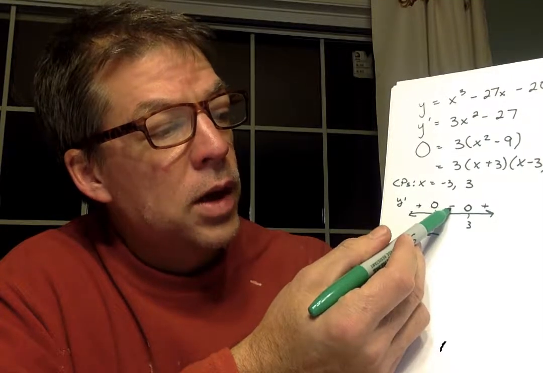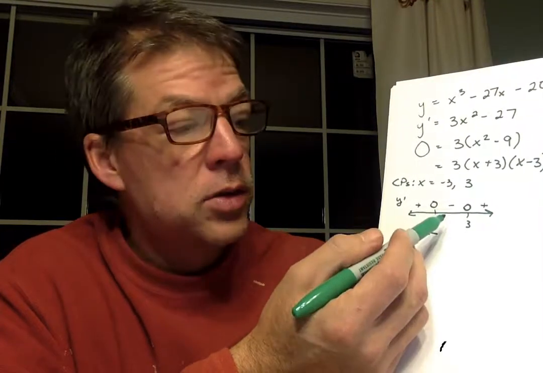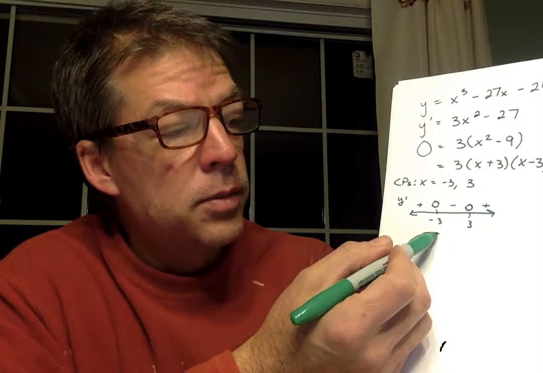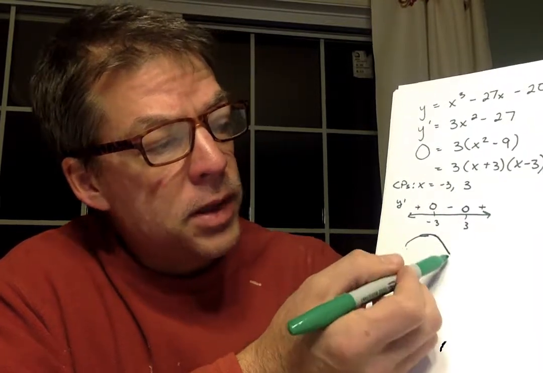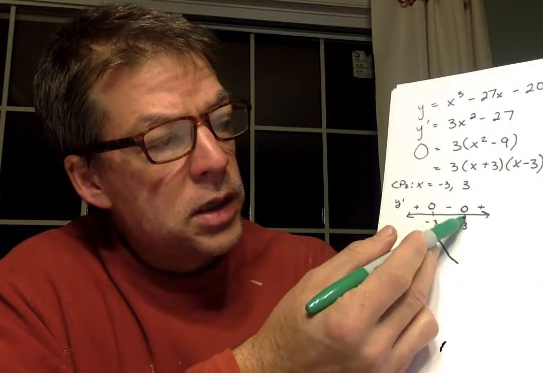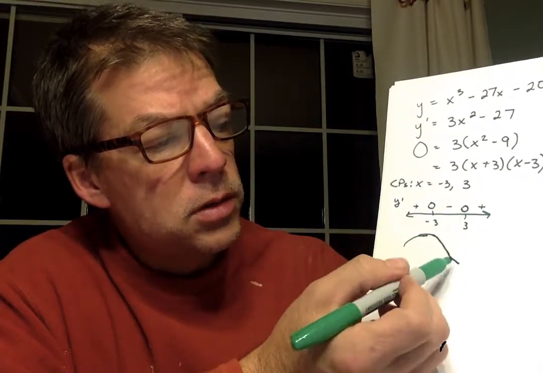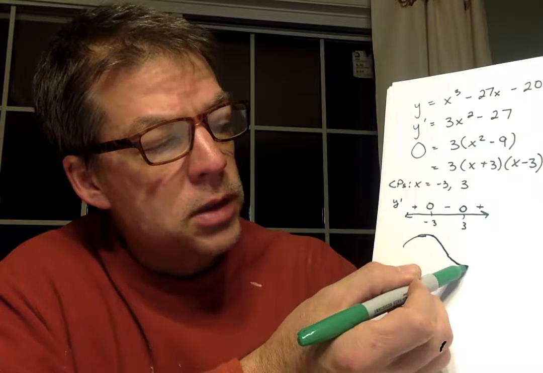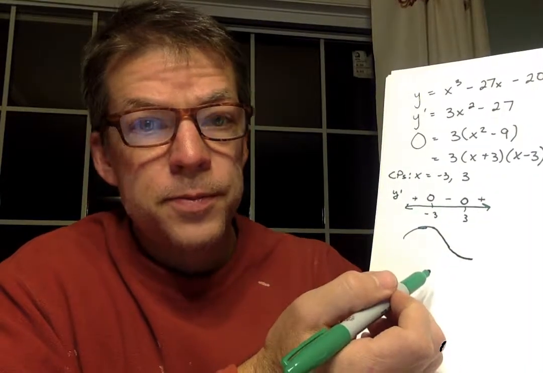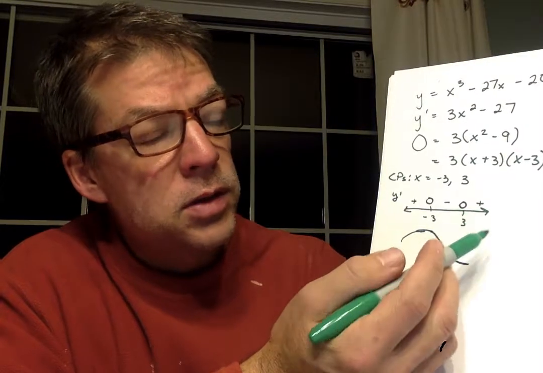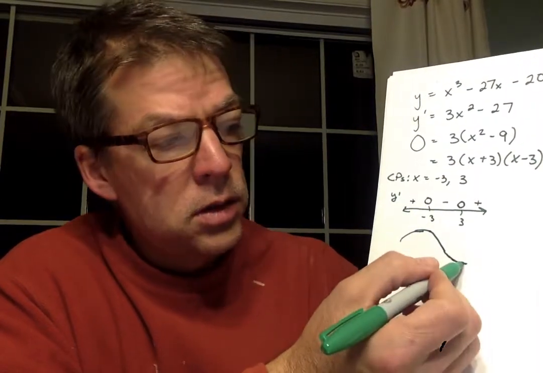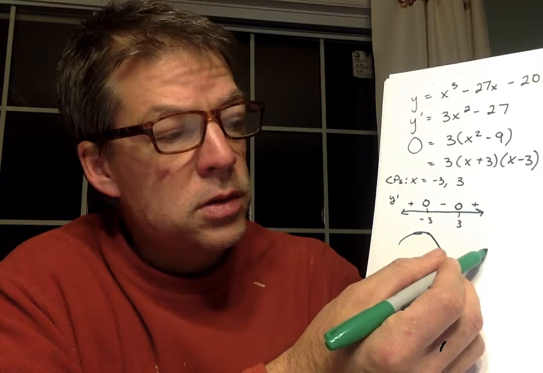And then y prime is negative. So that means y must be decreasing now, right? And then by the time it gets to 3, y prime is 0. So that means y must have a horizontal tangent line again. And then after 3, y prime is positive. So guess what y is doing? Increasing. Do you see why that poster is so useful?